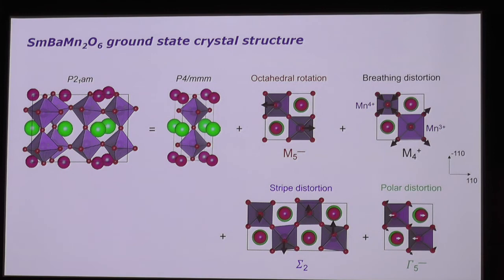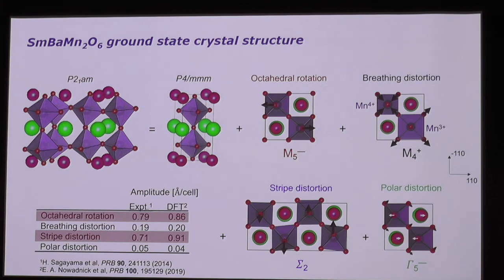So we can assess the contributions of these different distortions to the ground state by looking at their amplitudes from decomposing the structure. We can do this both for an experimentally reported structure and also a structure relaxed with DFT. And the key thing is we find that most of the distortion amplitude comes from the octahedral rotation and from this low symmetry stripe distortion.